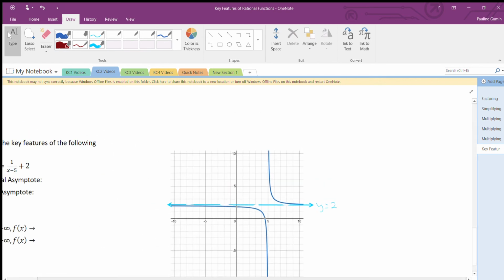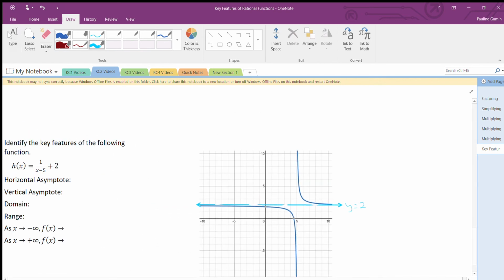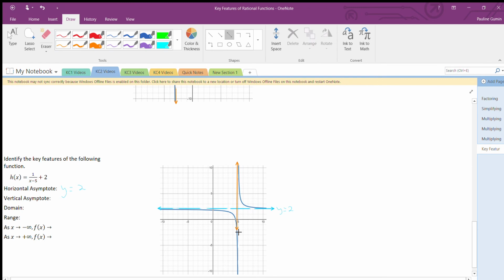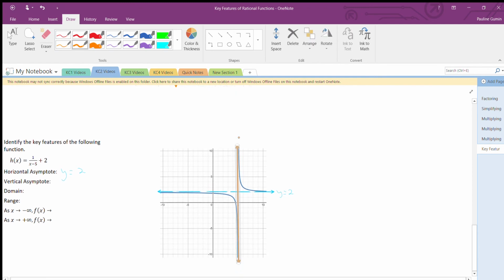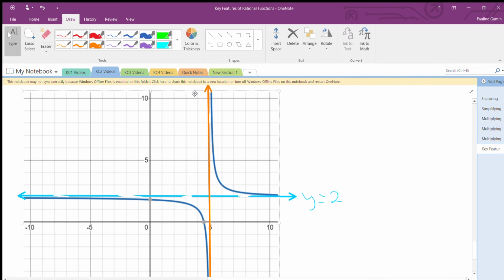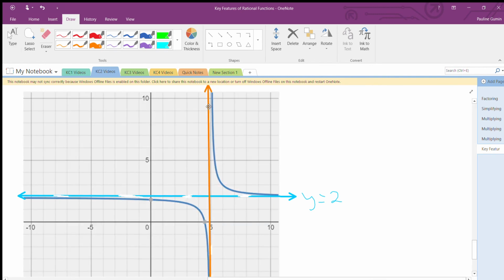And of course, with my over-labeling, still gonna write it here. Y equals 2. Okay, next we have our vertical asymptote. Looks like it's right here. Yes? Yes, okay. Let's zoom in. Let's draw my dashes.